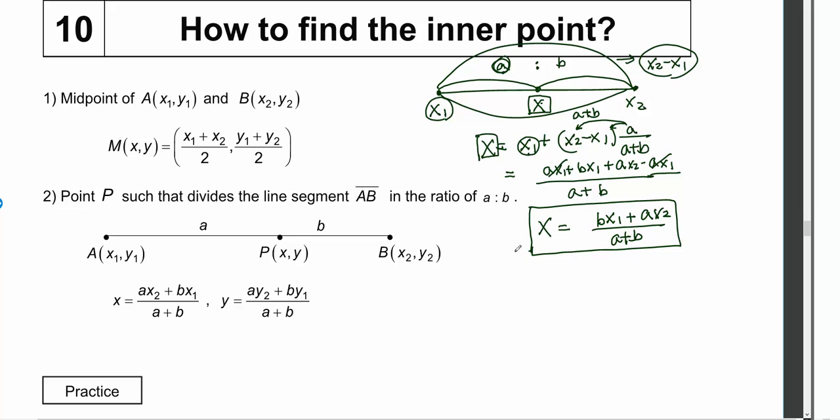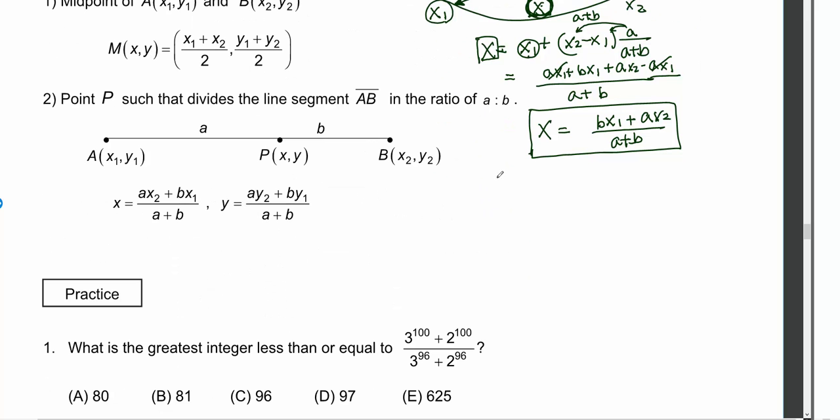Is it okay? How can you find this one? X equals b times this number plus a times the other number, divided by the sum of the ratio, a plus b. That is going to give us this coordinate point. For example, on the number line, this number is 10, the other number is 30. We're going to divide it in the ratio 5 to 3. What is this coordinate x? You're going to find this one.